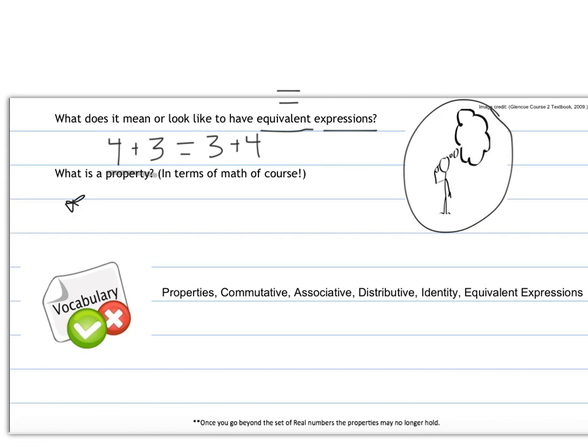The vocabulary you're going to come across here are properties. There's a commutative property, associative, distributive, identity property, and there's two different kinds. And then there's also equivalent expressions, what we just talked about. So make sure you understand those vocabulary words, and as you come to an understanding, you could write down those in your notes.